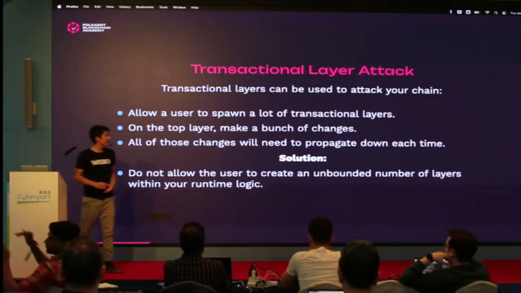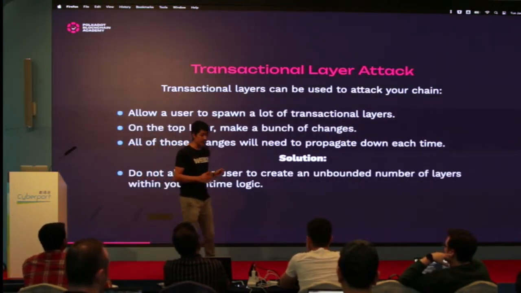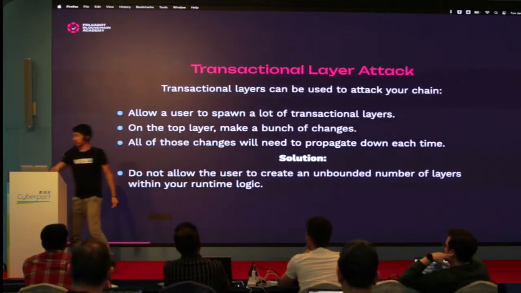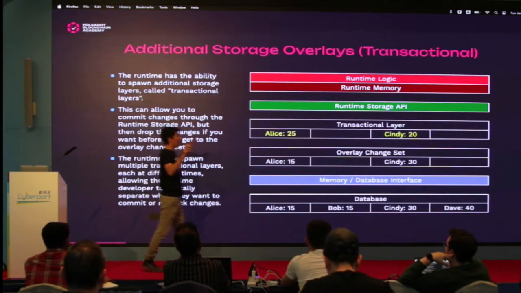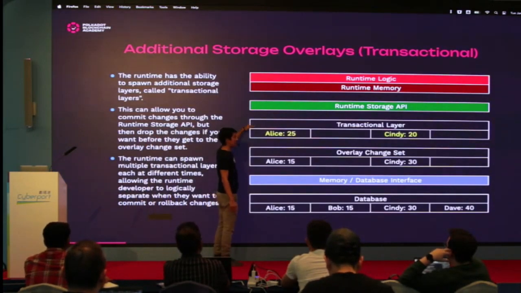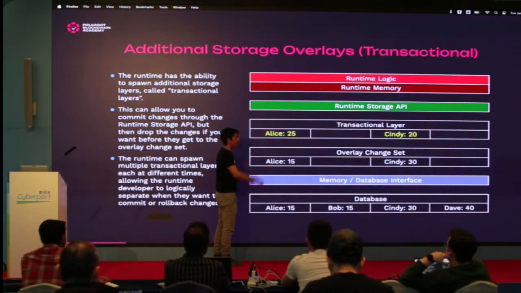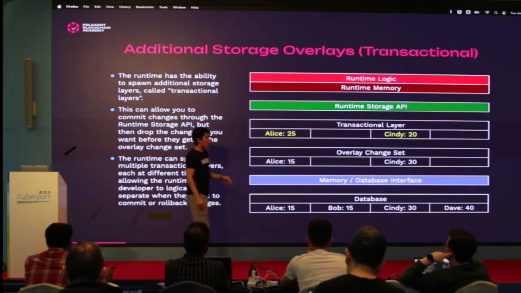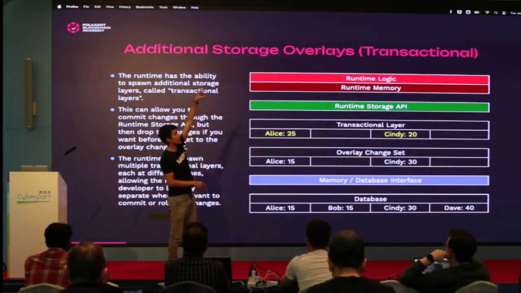Explain one more time. So the attack. What's the attack vector? The attack vector is this. When you're spawning layers, the expensive part of the operation is when this layer is being committed down to the next layer, it has to do some work, push down. So the attack vector is to make a lot of layers, make a lot of changes up here, and then tell them all to commit.